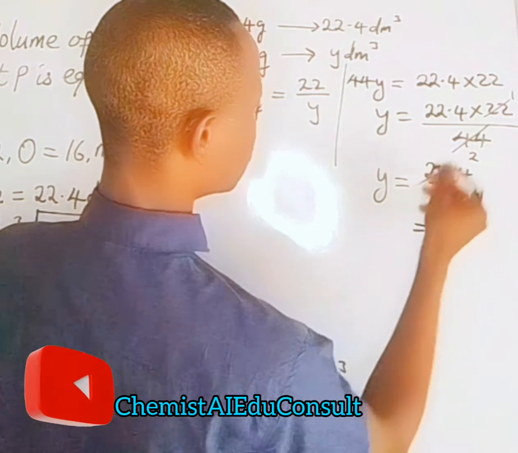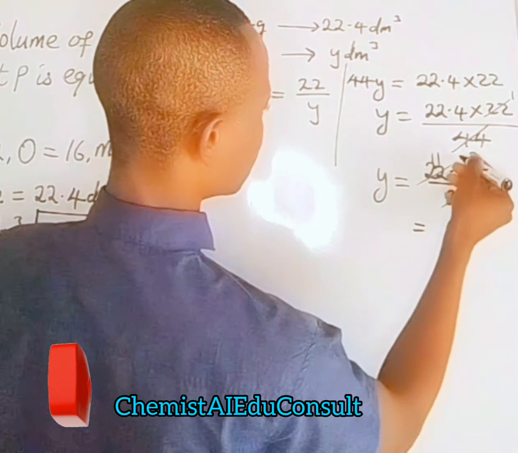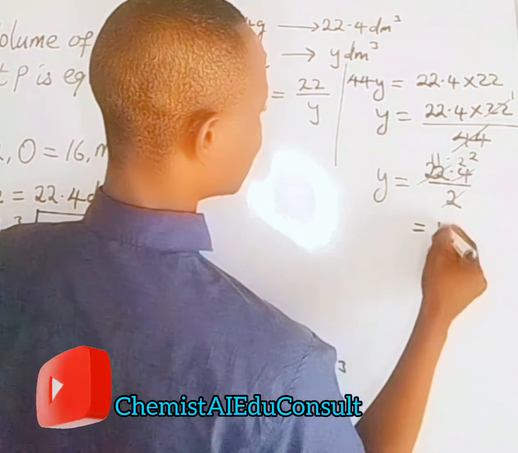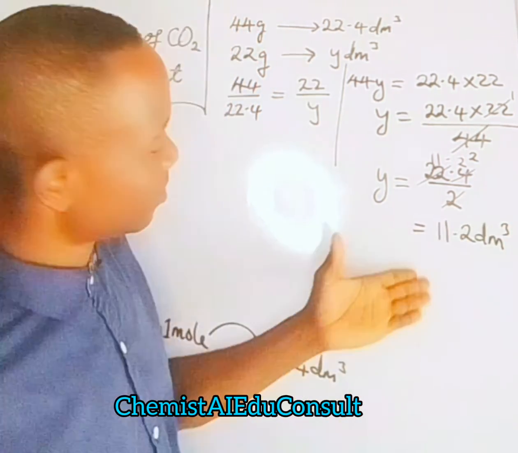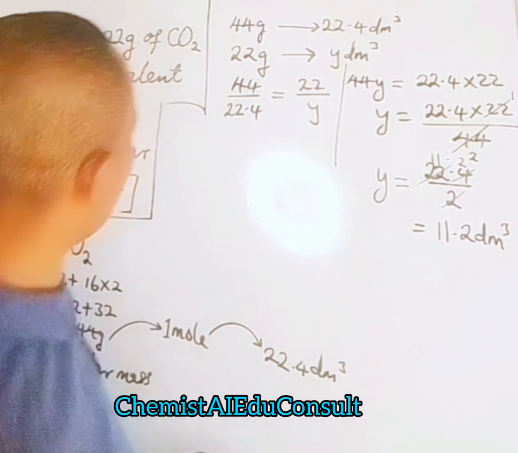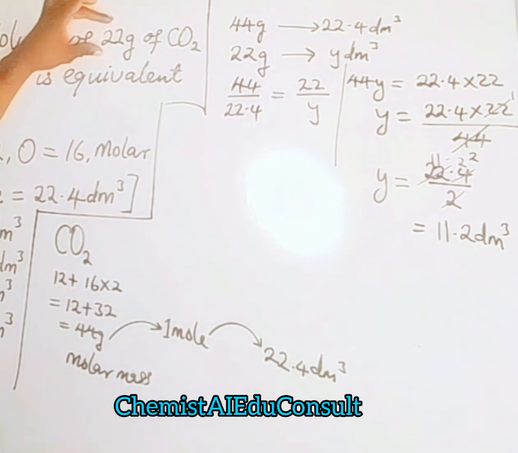2 cancel 22, and we have 11. 2 cancels 4, we have 2. So the answer is 11.2 dm³. This is the volume occupied by 22 grams.